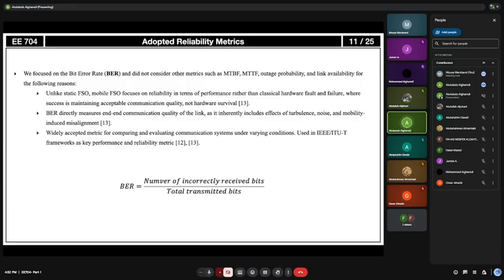Bit error rate directly measures the end-to-end communication quality of the link, as it inherently includes the effects of turbulence, noise, and mobility-induced misalignment. Finally, BER is a widely accepted metric for comparing and evaluating communication systems under varying conditions, used in the IEEE and ITU-T frameworks as a key performance and reliability metric. The formula for the BER is the number of incorrectly received bits divided by the total number of transmitted bits.